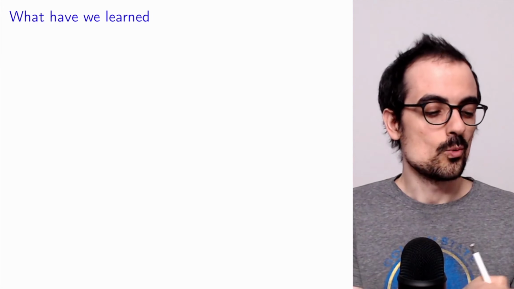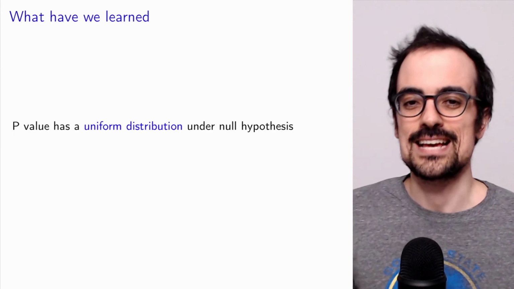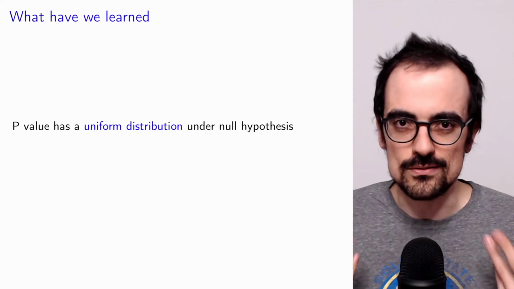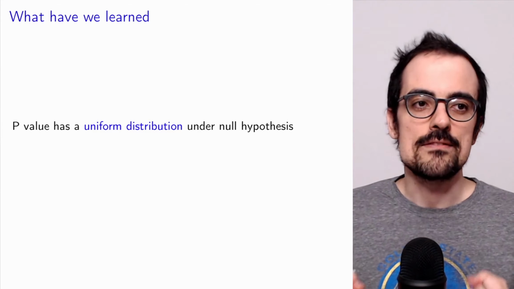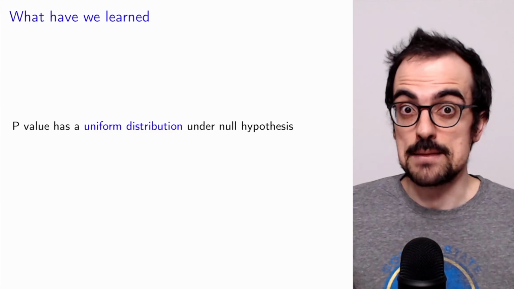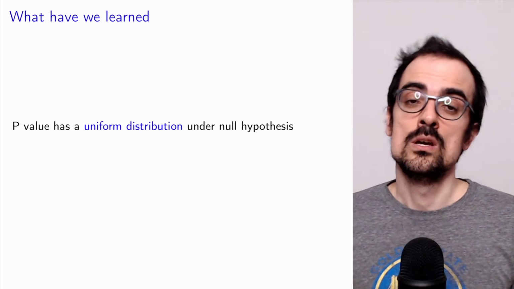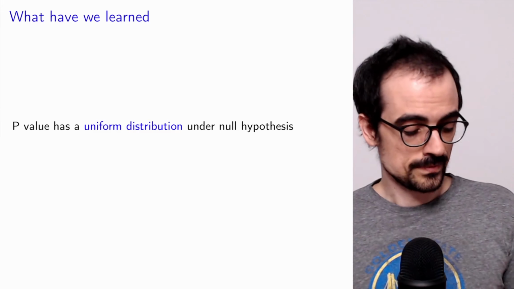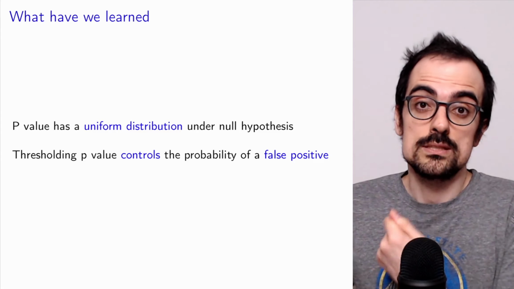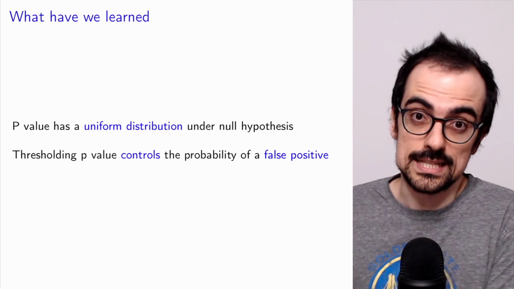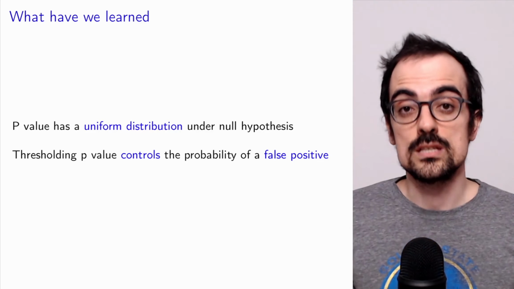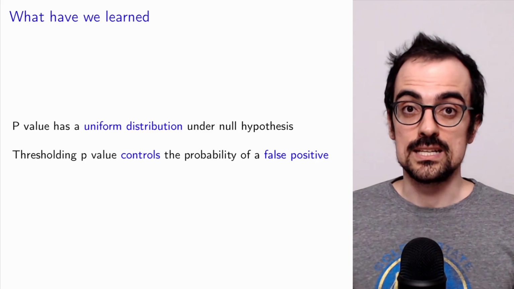So what have we learned? We have learned that the p-value has a uniform distribution under the null hypothesis. The first time that you see it, it sounds kind of weird, but this is a very powerful way of visualizing the results from hypothesis testing, which we will exploit when we talk about multiple testing. And a very important, critical consequence is that when we threshold the p-value in order to decide whether to reject the null hypothesis, we are guaranteed that the probability of a false positive is bounded by the significance level.